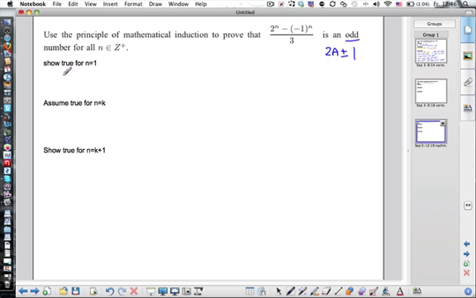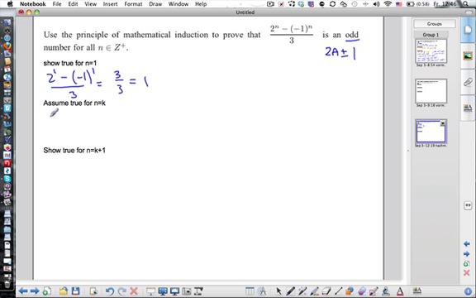So show true for n equals 1. So we have 2 to the 1 minus negative 1 to the 1, all over 3. So we have 2 plus 1 is 3 over 3, which is 1, which is odd.